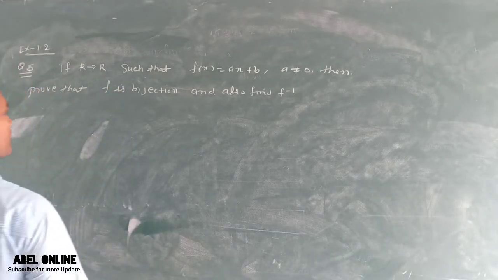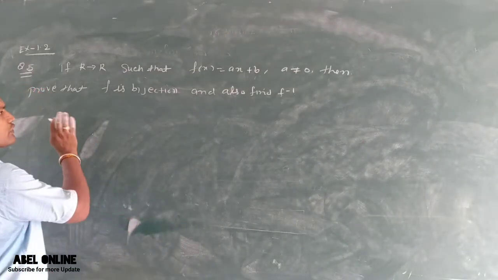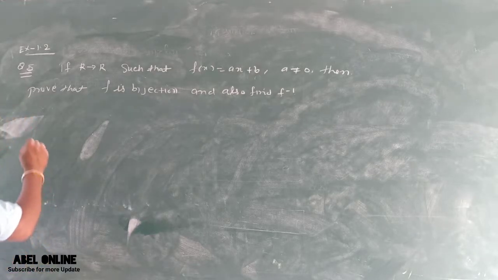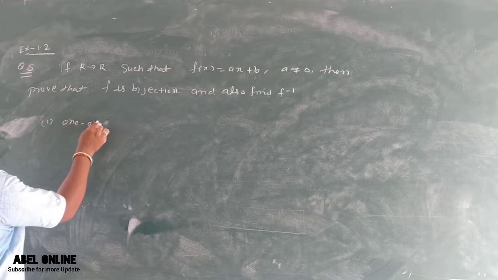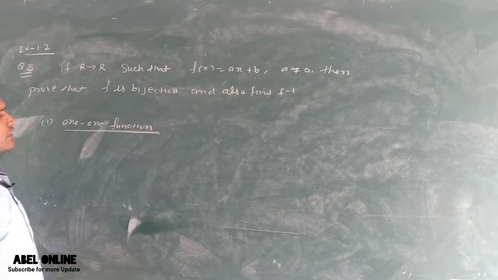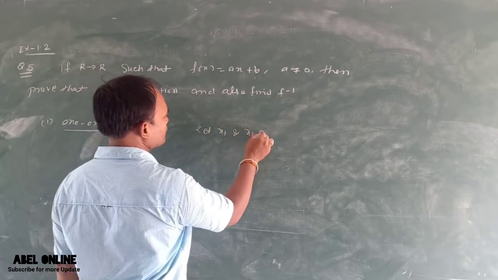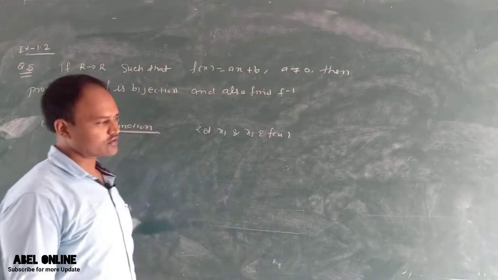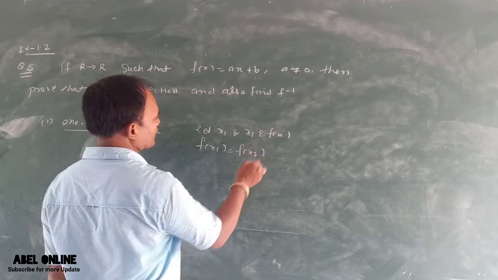If f: R to R such that f of x equal ax plus b, where a is not equal to 0, then prove that f is a bijection and also find f inverse. So students, if you want to solve this question, first we have to check whether f is one-one. Let x1 and x2 belong to R, then f of x1 equal f of x2.